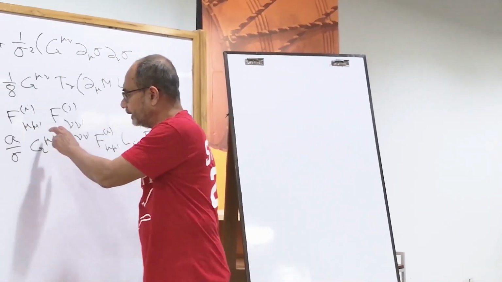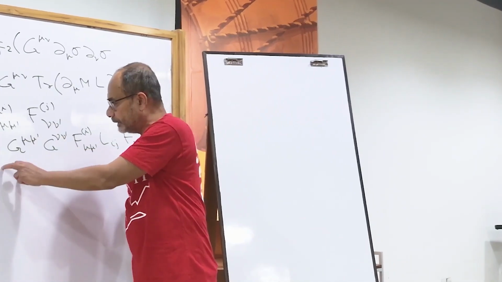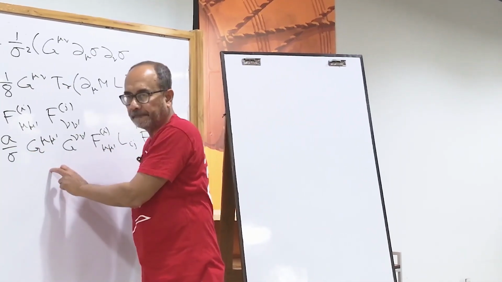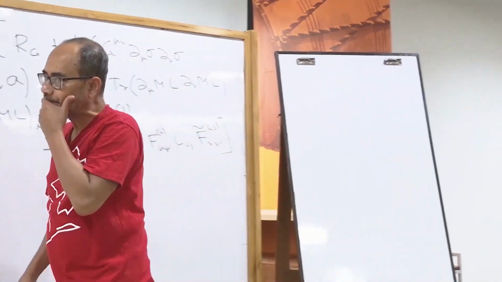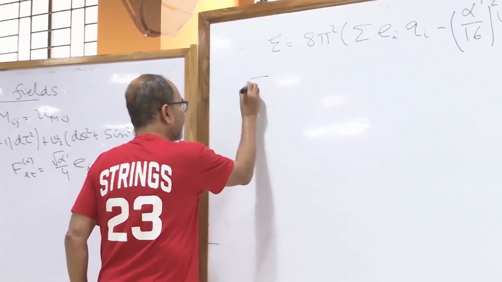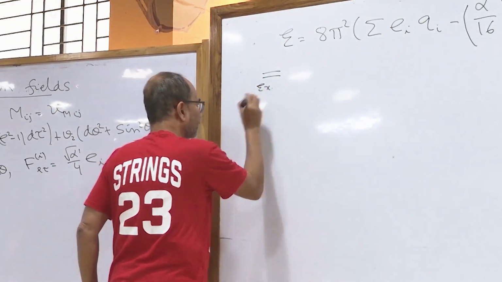This term is non-zero, so this will contribute and this will contribute. So the contribution will come from here, here and here. This I leave as an exercise, but it's not very difficult to do.